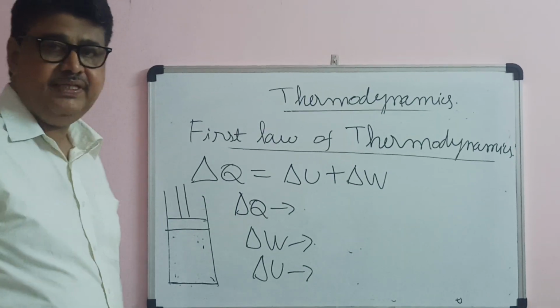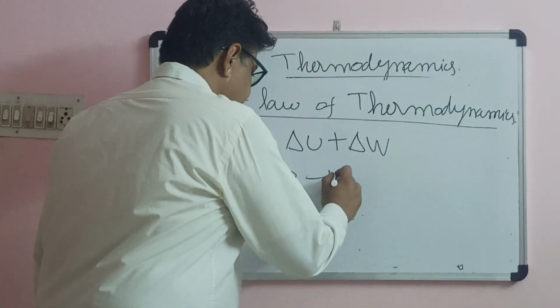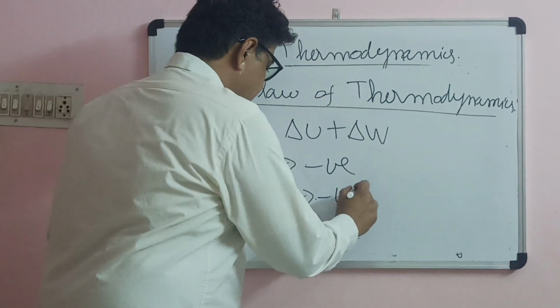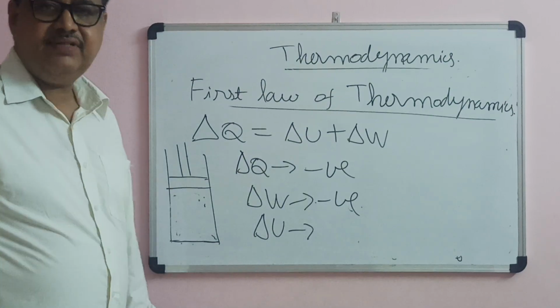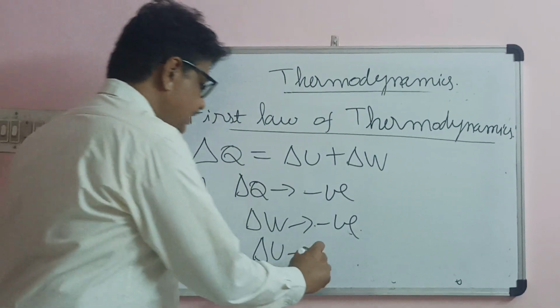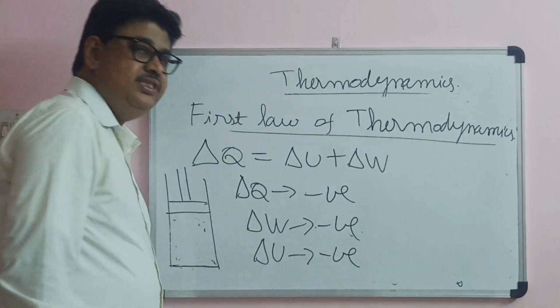If heat is rejected by the gas, then it is a negative heat. If work is done on the gas, it is negative work. If the internal energy of the gas decreases because of the decrease in temperature, then it is a decrease in internal energy. It's a negative.